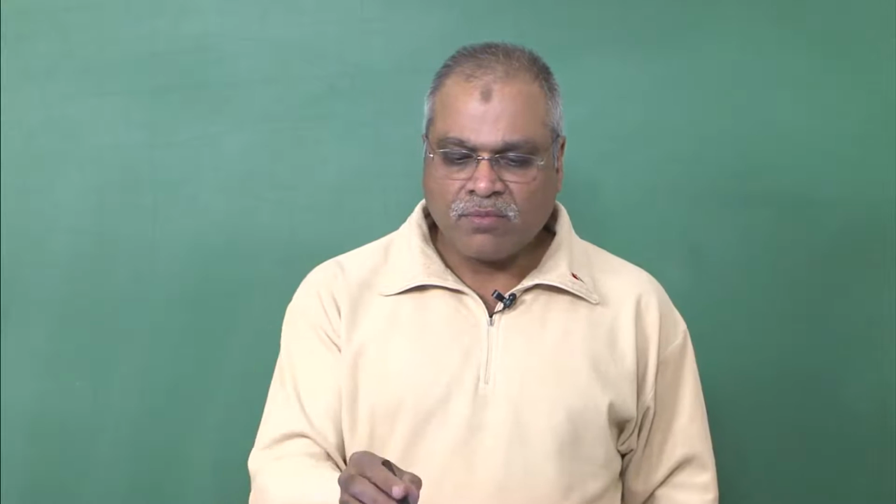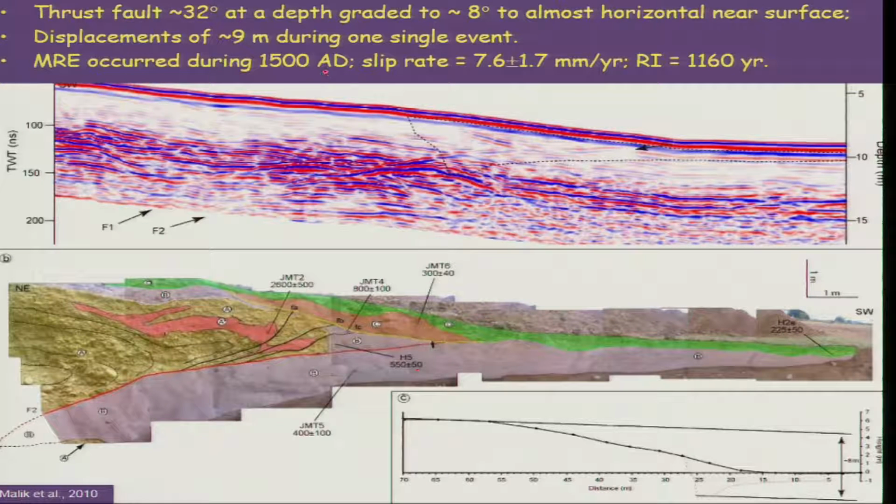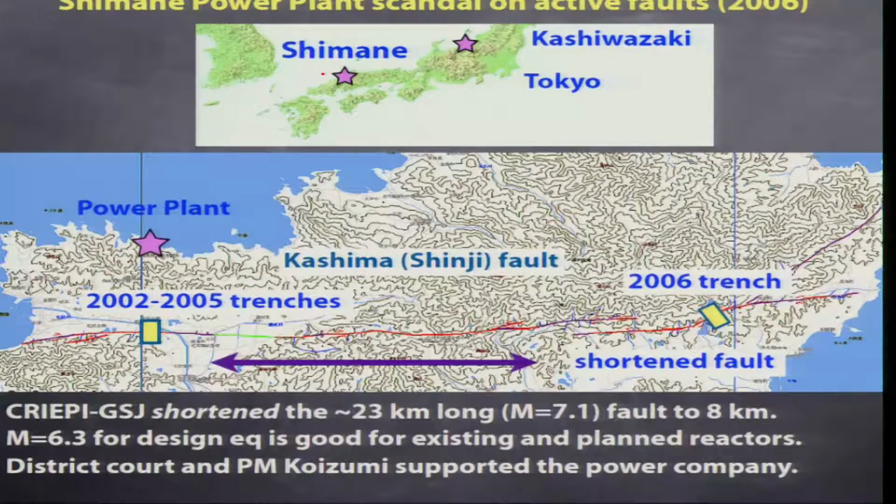So if we consider the last event which took place in 1500 AD, then when will be the next one? Okay, so we can expect it after 800 years. Okay, 500 years are almost gone on this, so we can expect an earthquake in the near future. Now this is just to show an example from Japan, where the length of the fault is extremely important.